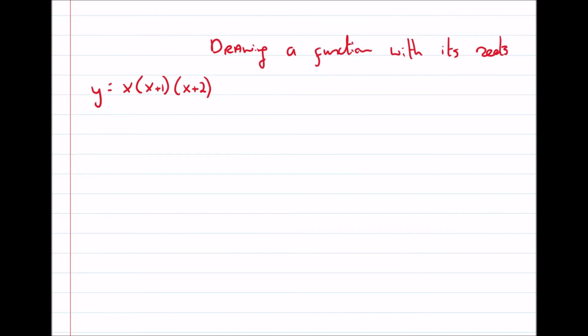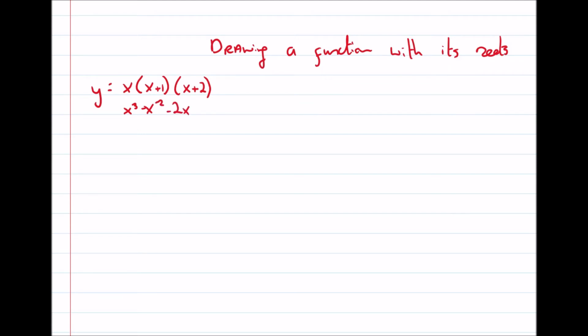And the next thing we're going to look at is just drawing a function when we're given its roots. So we have a function here. This is it, and we're asked to draw it. If we multiplied out this function, so the x by the x plus 1 by the x minus 2, we would get x cubed minus x squared minus 2x.